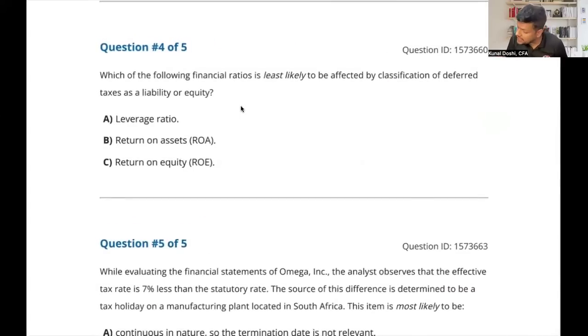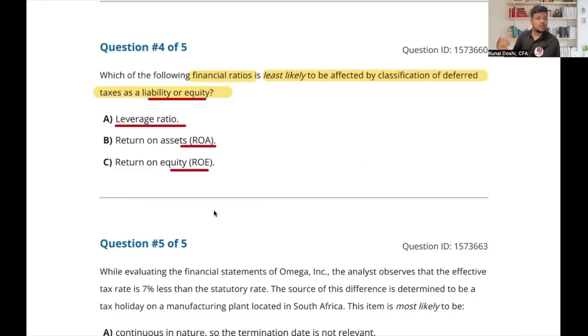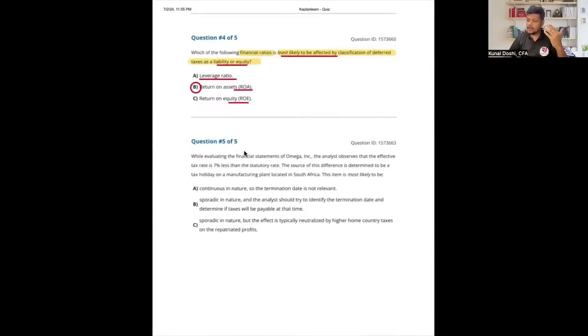Next, which of the following financial ratios is least likely affected by the classification of taxes as liability or equity? Means in which of the ratios below there is no effect of liability or equity? Leverage ratio has debt and equity both. Return on asset has net income and total asset. It doesn't have debt or equity, right? Return on equity has equity. So which ratio will be unaffected? Least likely to be affected is B. Everyone understood? Correct? Clear? Got it?